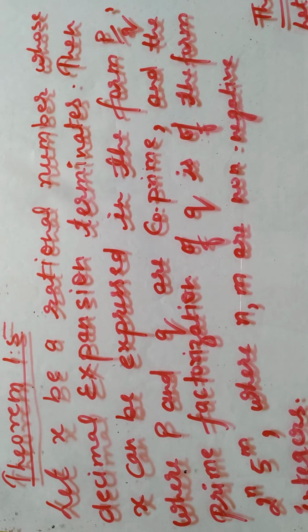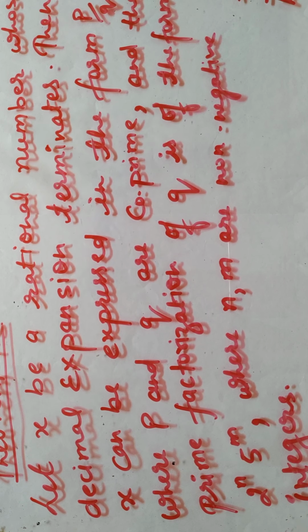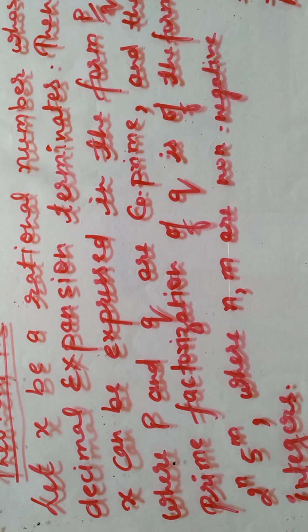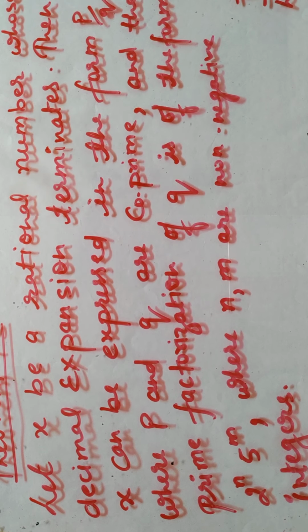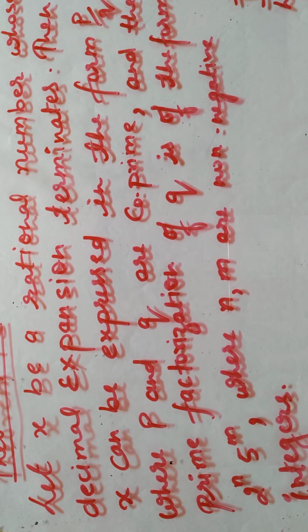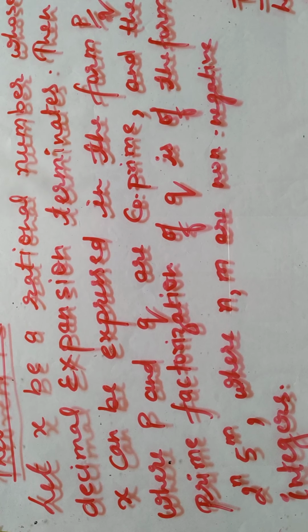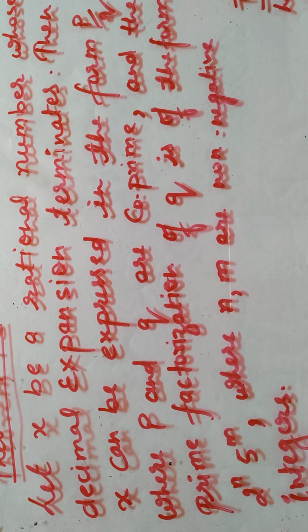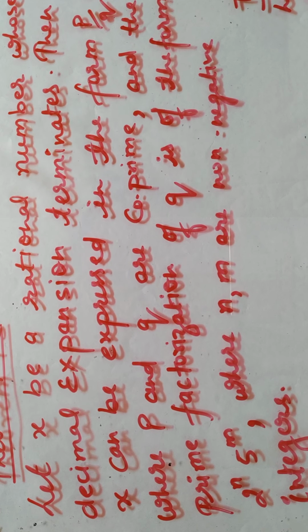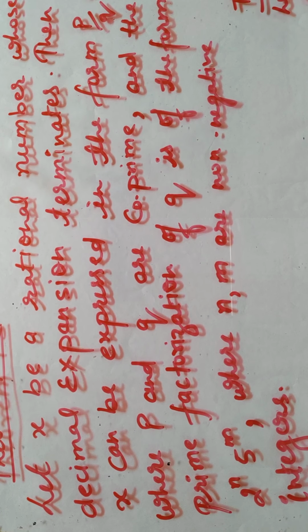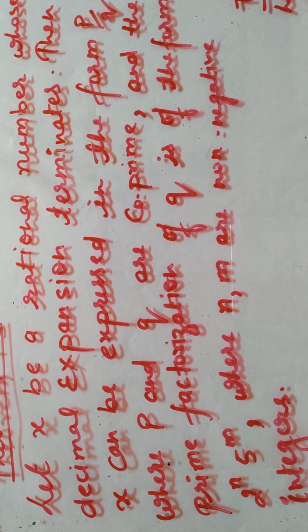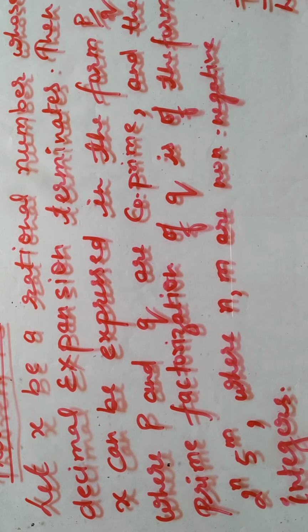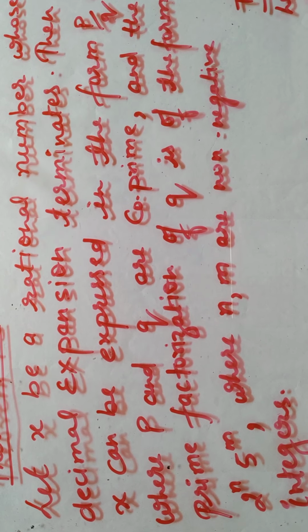Now we have to prove and show that if it is a terminating rational number, then the denominator is in the form of 2 to the power n and 5 to the power m. Now let us see one example.